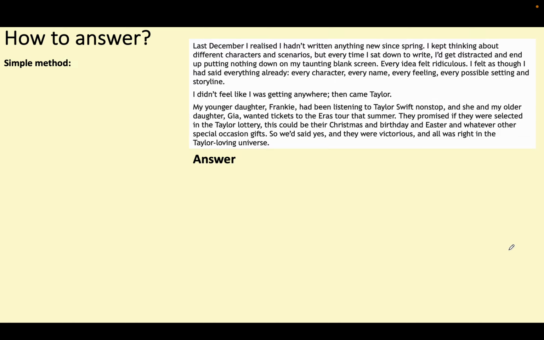Here is the extract from the 2025 RUAE paper. Last December, I realised I hadn't written anything new since spring. I kept thinking about different characters and scenarios, but every time I sat down to write, I'd get distracted and end up putting nothing down on my taunting blank screen. Every idea felt ridiculous. I felt as though I'd said everything already. Every character, every name, every feeling, every possible setting and storyline. I didn't feel like I was getting anywhere.